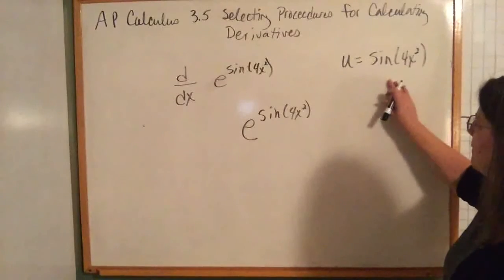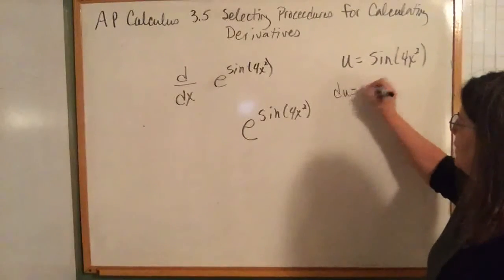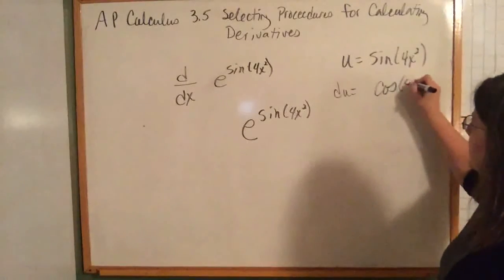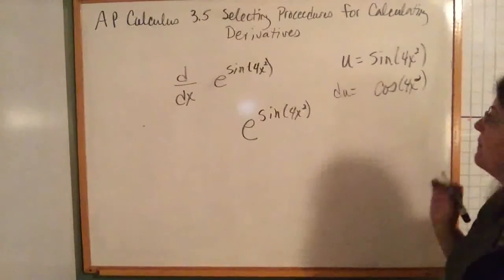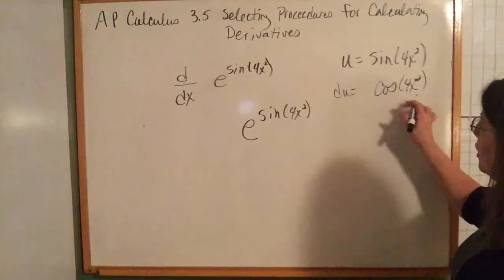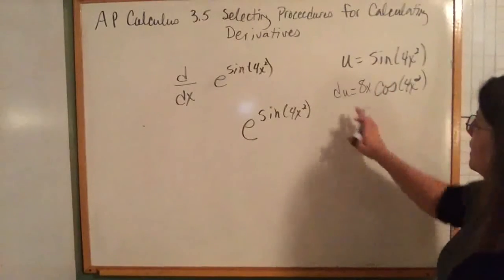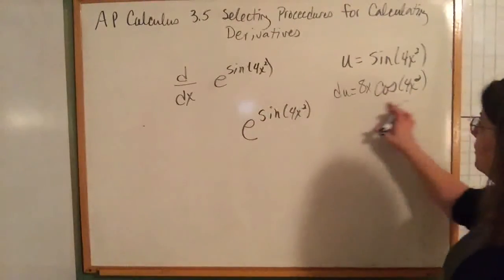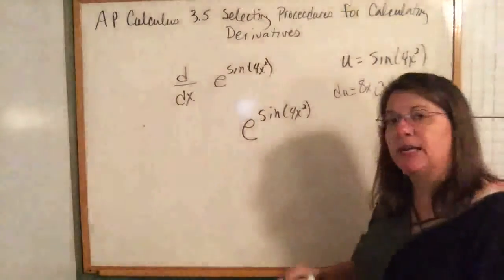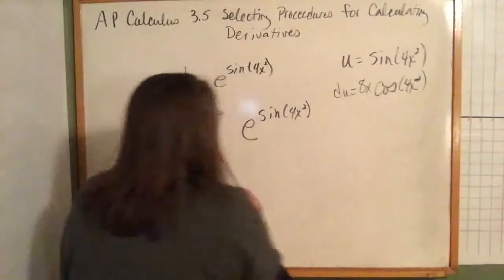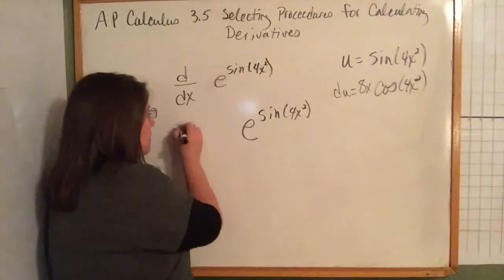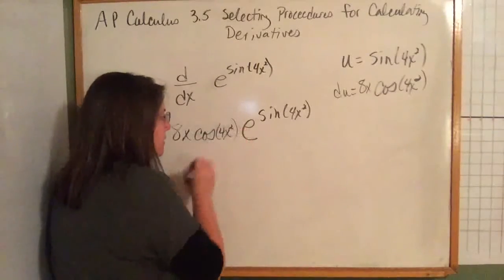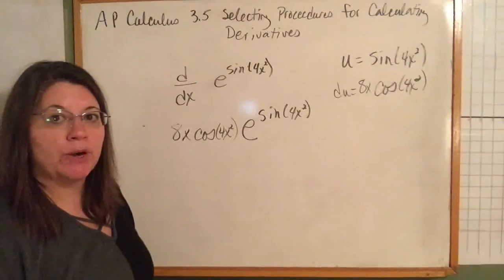to take the derivative of that, the derivative of sine is cosine. So I would have a cosine 4x squared, and then I need to take the derivative of the angle part, which is 8x. So the du, or the derivative of the exponent part, all of this would have to be put in front of the e. So that would be 8x cosine 4x squared times e to the sine 4x squared.